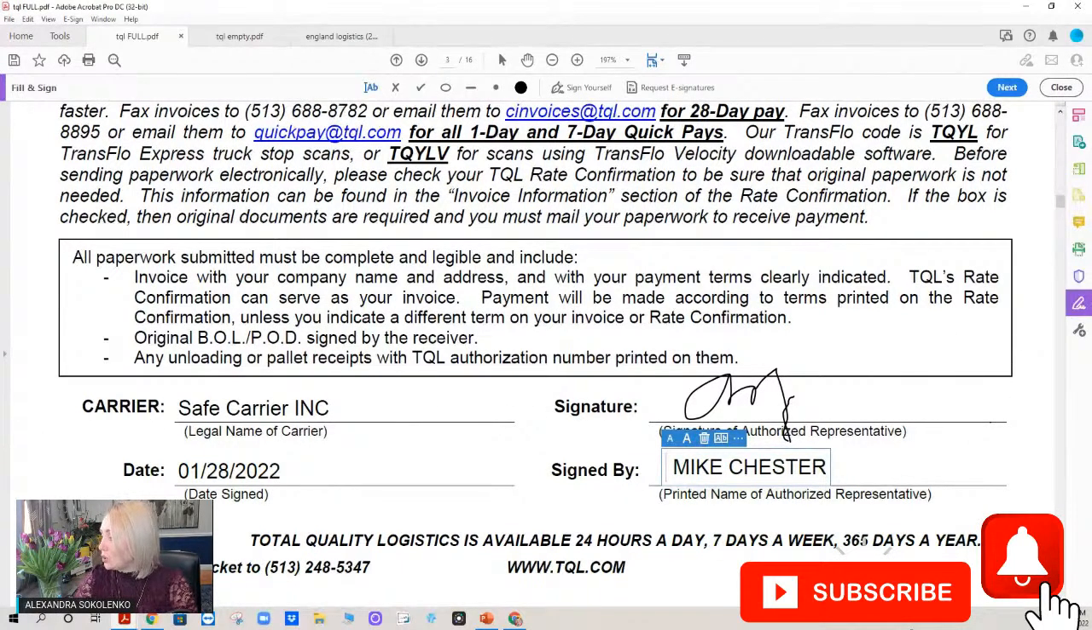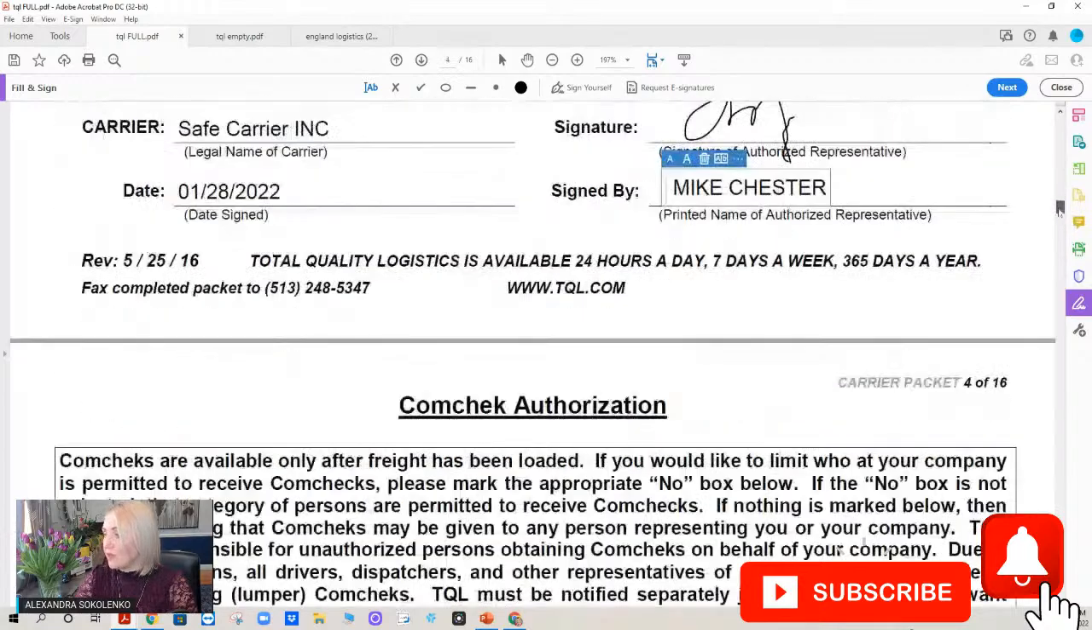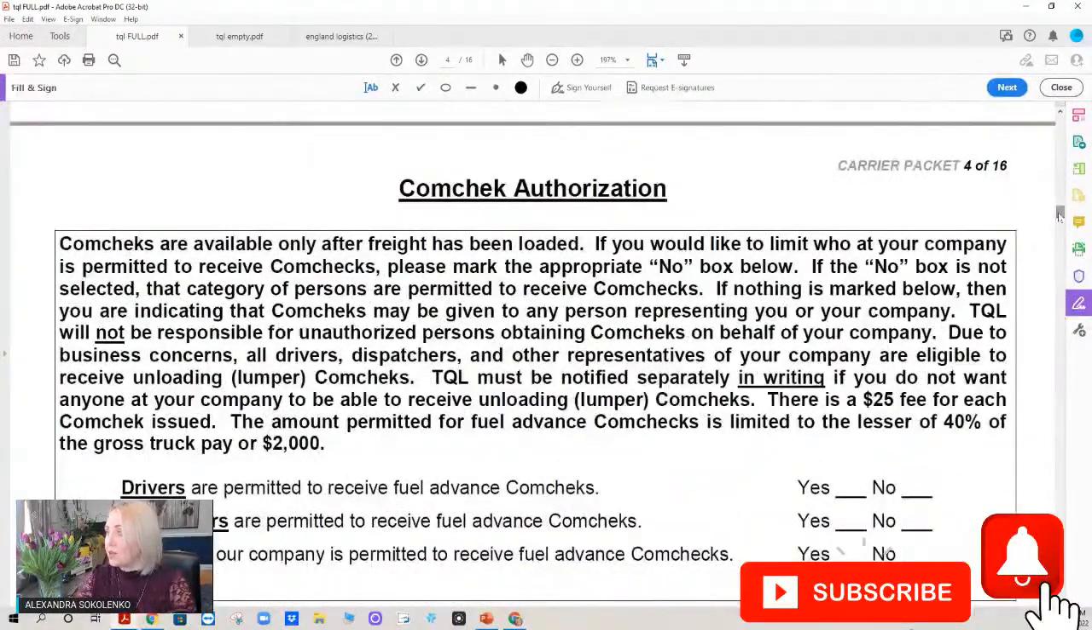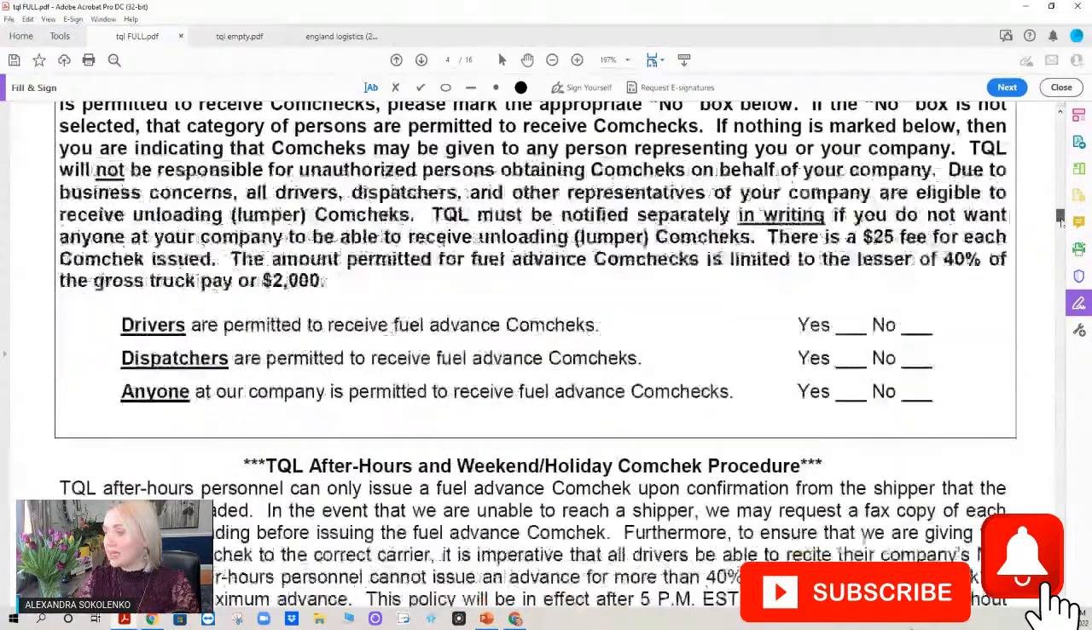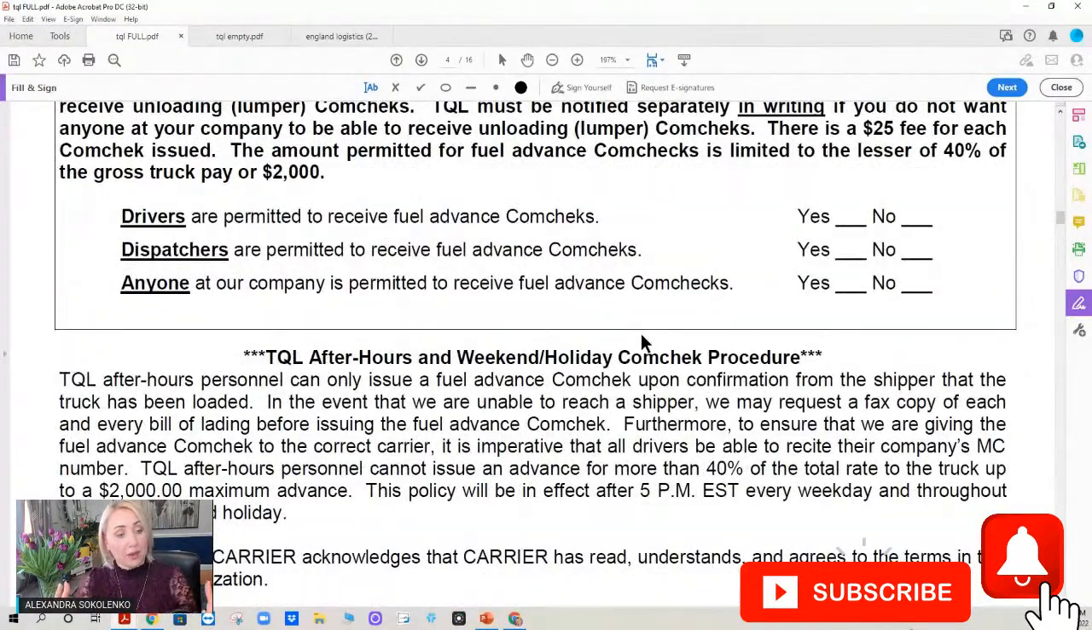Okay, let's go to the next page, right? Because we filled this out. ComCheck authorization. Okay, let's look through this. This is something you will need to discuss with Mike, right? So if I am his dispatcher, before I start filling out this information, I will ask him, Mike, is your company, let's say Save Carrier, this is his company. Do you want drivers to get fuel advance via ComCheck? Do you want dispatchers to get fuel advance via ComCheck? Can anybody get this?